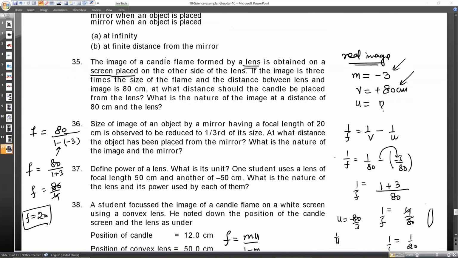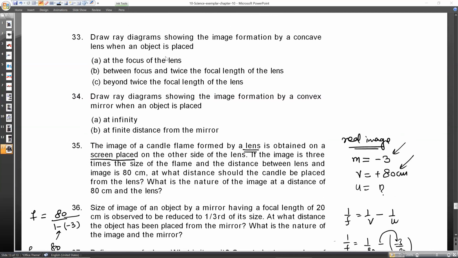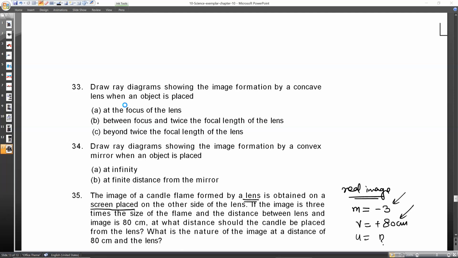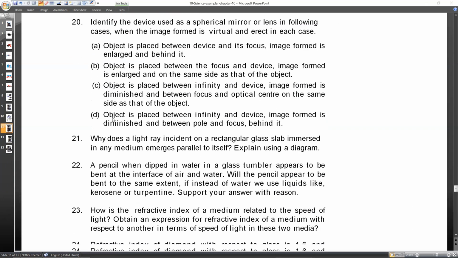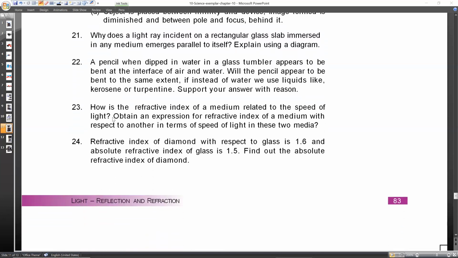Next, if I move further, draw the ray diagram between this. The diagram should be properly learned by you. If you are facing any problem with the diagram, then it's your mistake, and you have to correct it.